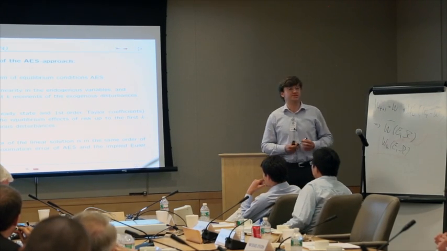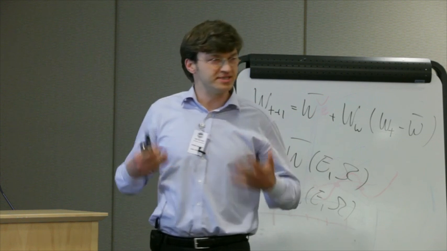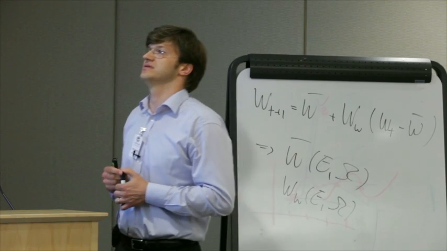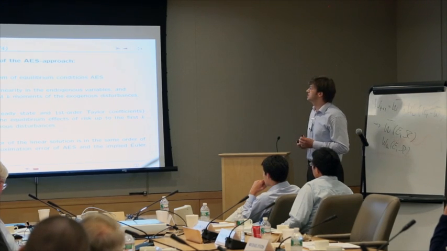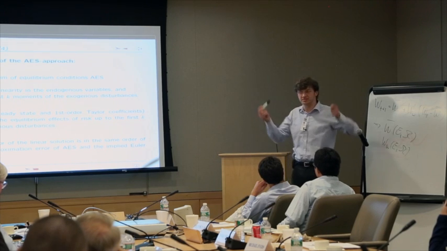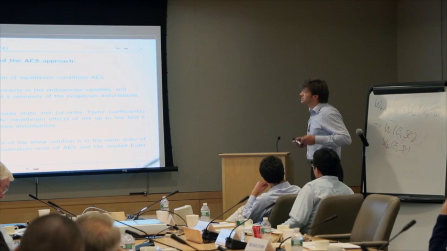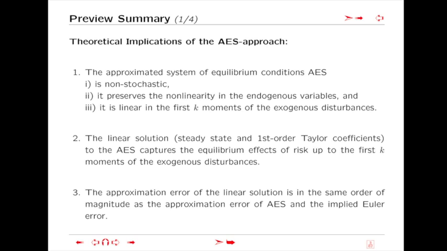This is actually the last talk, and I think we are all quite tired, so I would like to present a summary of the results, directly the advantages of just following this approach. At least I would like to argue that these are the advantages. The theoretical implication of computing this approximated equilibrium system is that the system itself is no longer stochastic. It has a deterministic expression. It preserves the nonlinearities in the endogenous variables, but it is now linear in the first k moments of the exogenous disturbances. I will show you later on what I mean by this.